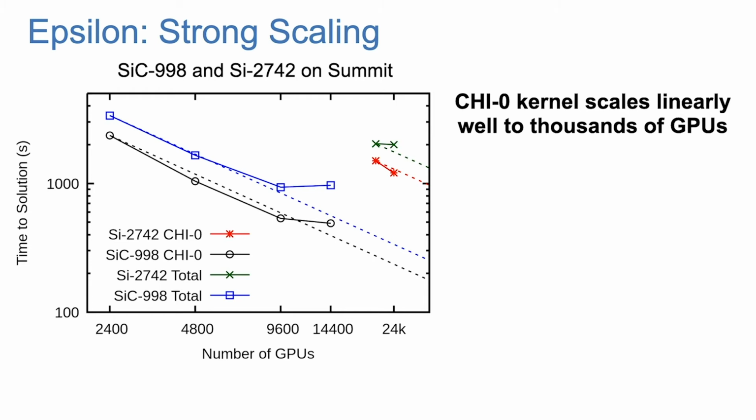Eventually, for the silicon carbide with 998 atoms, the drift from linearity we see from the 9,600 run to the 14,400 GPU run is the result of the reduced flops on the GPU, which result in a loss of effectiveness in the overlap of the communication on the host and the computation on the GPU, and also due to load imbalance issues for the larger node count.